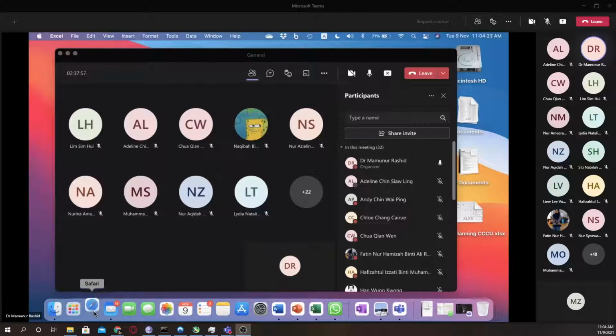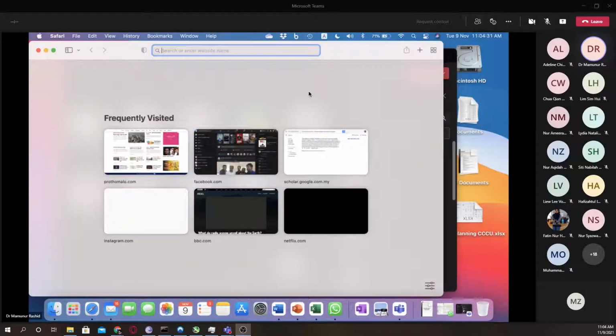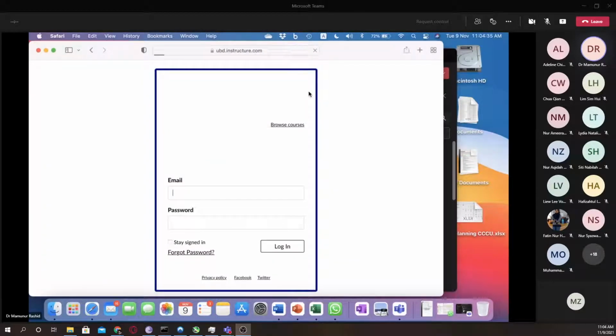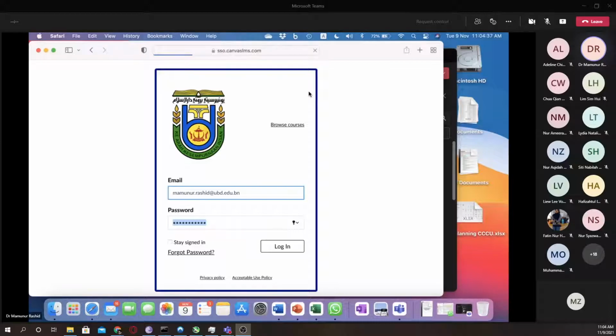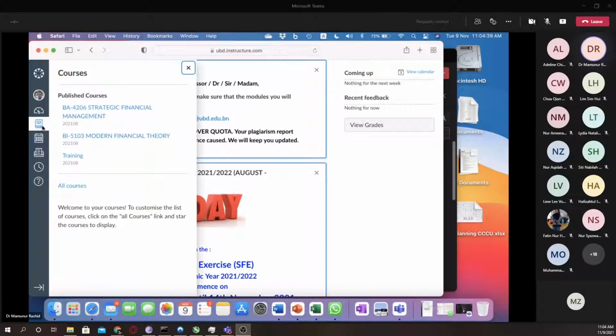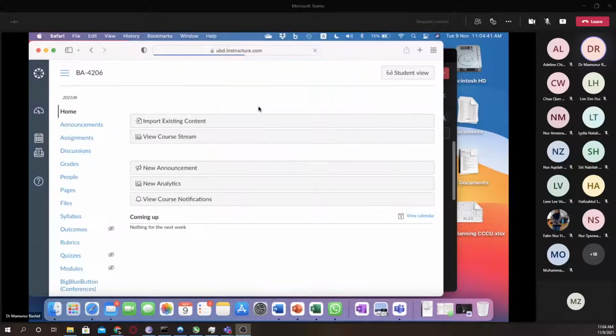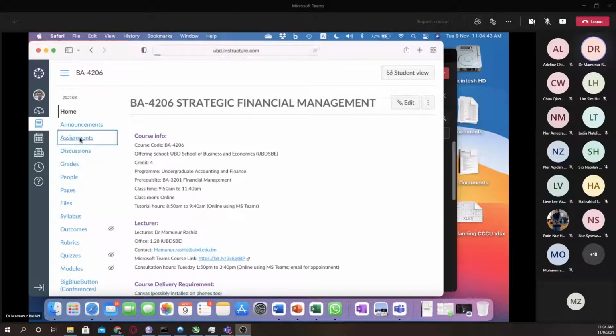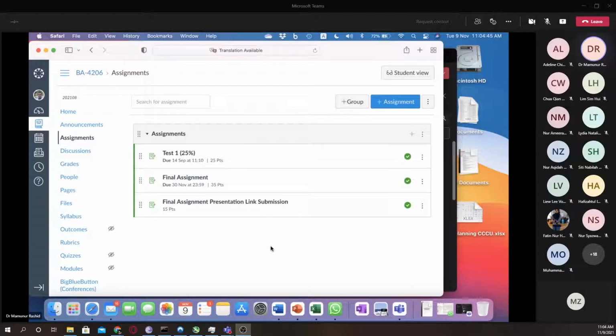In the Canvas page, you can take advantage of the folders that we have open for you. For example, if you go to the assignments, you'll be able to see them when they are open for you. For example, the final assignment folder is already open. So if you are finished with the final assignment, you can submit anytime.